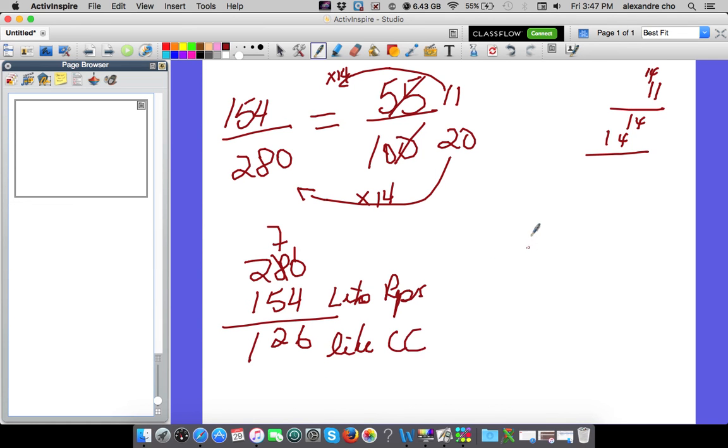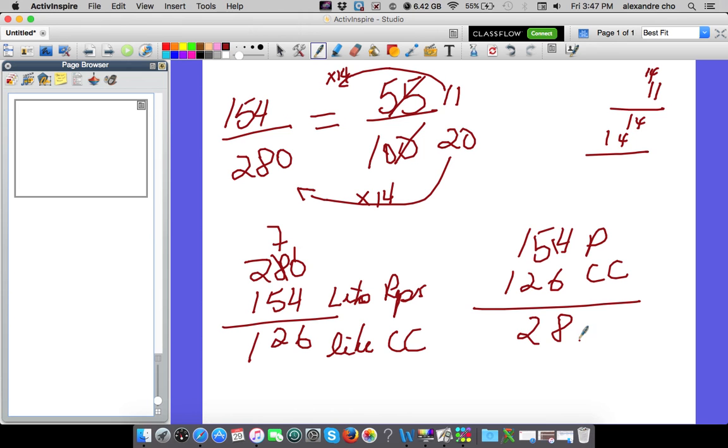How much more is that? Well, let's see. 154 is the Pepsi. 126 is the Coca-Cola. Let's subtract this. 14 minus 6 is 8. 5, 4 minus 2 is 2. 28 more kids like Pepsi than Coca-Cola.